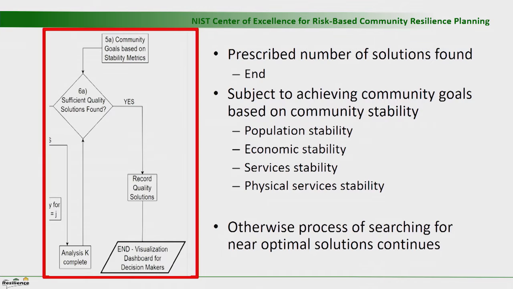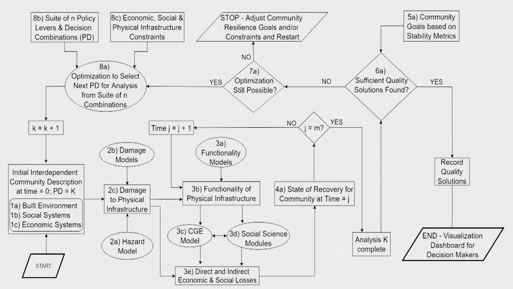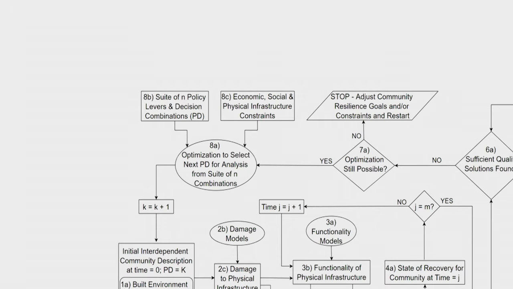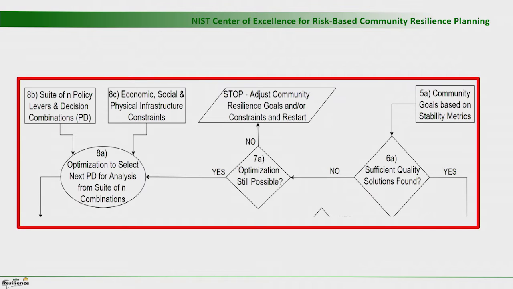So if enough optimal or near optimal solutions or acceptable solutions aren't achieved, then we continue on. And so for that, we'll look at more the top left portion of the flow chart. What we would do is, first we would determine, is optimization still possible? Now remember, this is a huge model of a community. It involves socioeconomics, it involves physical infrastructure of 5-6 different types. Every building is modeled, and we can model them in chunks, in clusters, we can model them individually. And so this is all interacting.